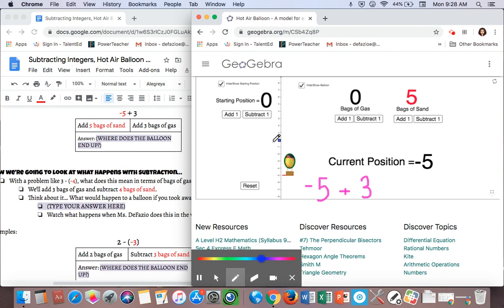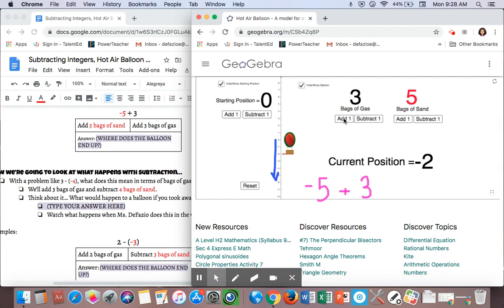I'll draw a little arrow. I brought my balloon down to -5. Then I need to add 3. And remember, adding +3, I'm adding 1, 2, 3 bags of gas. Because again, my gas is representing positive numbers. So from here, I'm going up 3. And then what's my answer? Current position is -2. And look where my hot air balloon is here at -2. That's going to be my final answer.